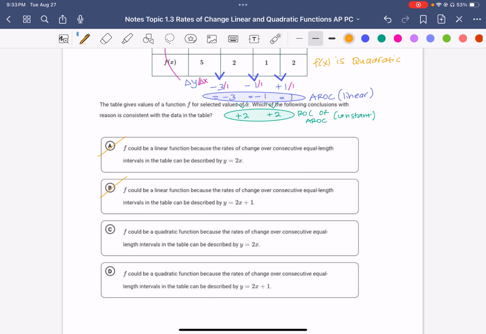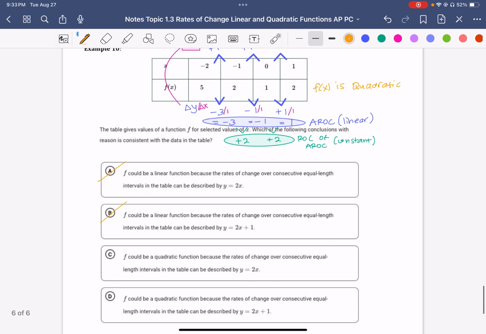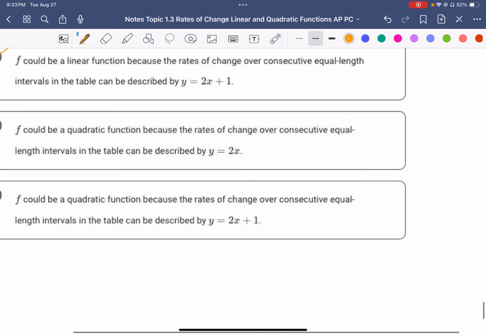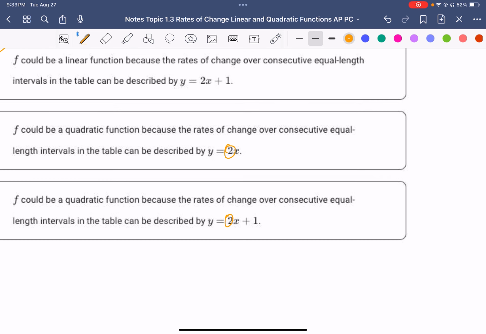Now let's see what the differences are. Because the rates of change over consecutive equal length intervals in the table can be described by, so now we're looking at 2 different equations, either y is 2x or y equals 2x plus 1. Okay, now that 2x is actually coming from the 2 that's over here. So this is the slope, which is 2, that they're talking about over here. For 2 and 2, this is the slope. This is the rate of change of the average rate of change. Okay, so that's where that number is coming from.